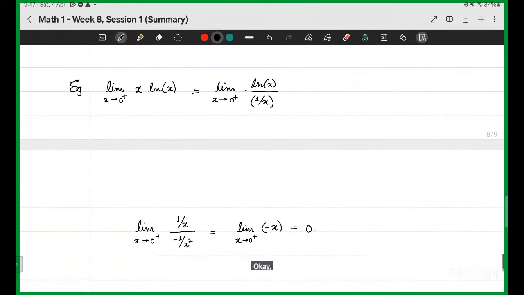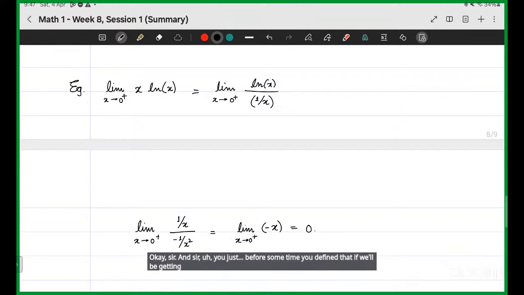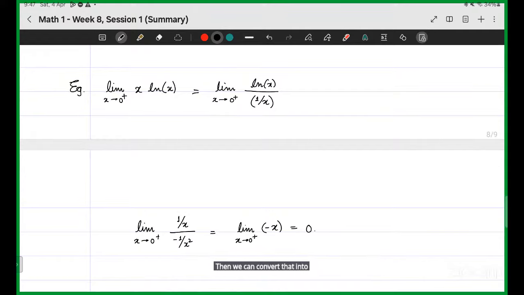Okay, sir. And sir, just some time before you said that if we get a 0 into infinity form, then we can convert that into infinity by infinity form, right? Yes. So 0 into infinity is some kind of indeterminate form. 0 into infinity is also an indeterminate form. Okay. And sir, I have seen some questions in the form infinity minus infinity. So can we convert that into 0 by 0 or infinity by infinity form? There might not be something that works for everything, but infinity minus infinity is also an indeterminate form. In that case, you have to simplify somehow. There is no direct way to apply L'Hopital's rule.